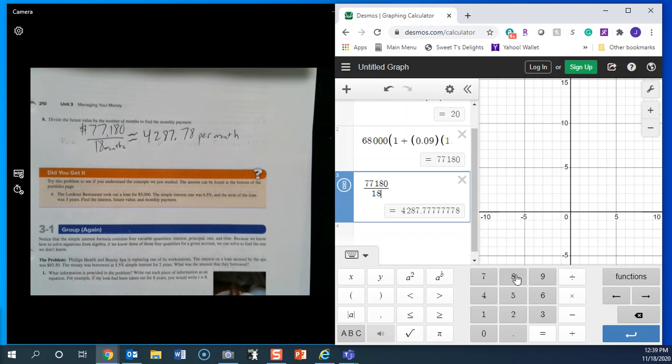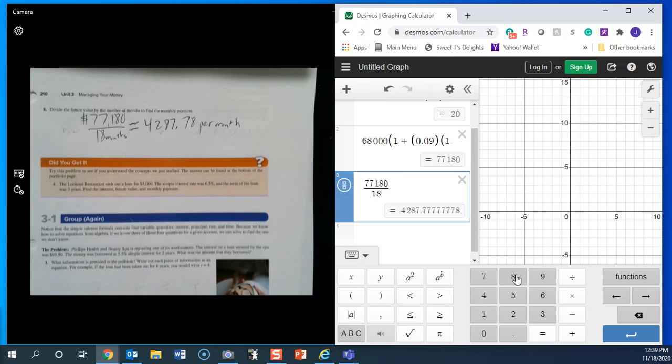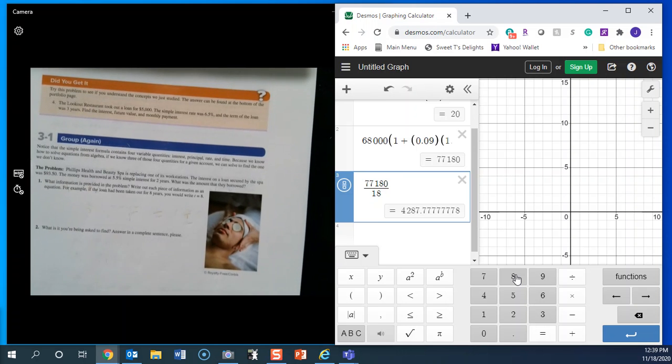So that will be your monthly payment. Okay, now it says, notice that the simple interest formula contains 4 variable quantities: interest, principal, rate, and time. Because we know how to solve equations from algebra, if we know 3 of those 4 quantities for a given account, we can solve to find the one we don't know.